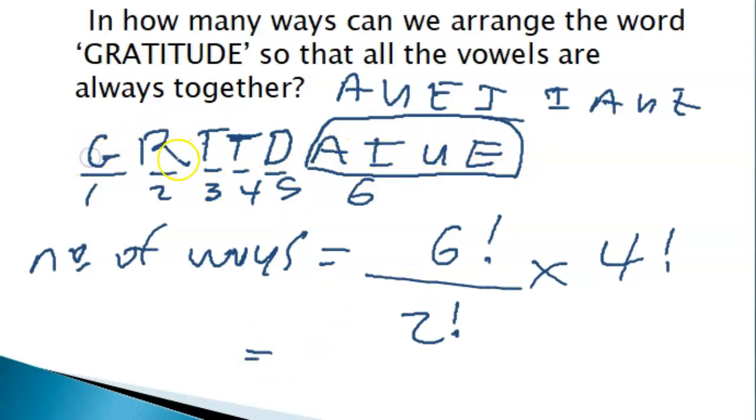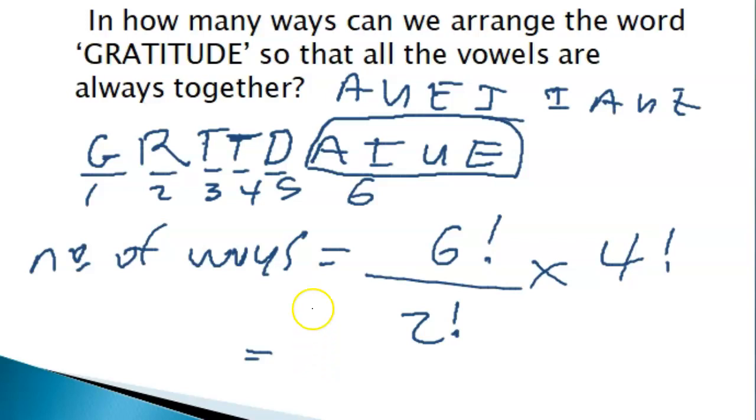And then we have G, R, T, T, D, that's 5 other characters, so in overall, that's 6 characters. So 6 factorial for the number of arrangements. But among the 6, T is there twice, so we divide by 2 factorial to account for that. And we times 4 factorial, reason being A, I, U, E within itself, 4 characters, can be arranged 4 different ways, even though they will always be together.